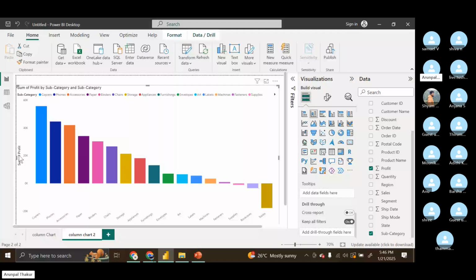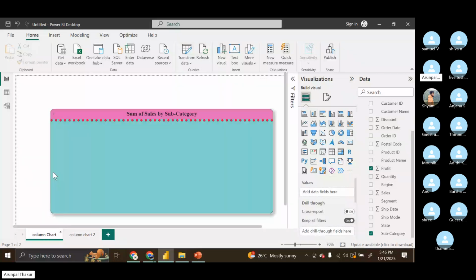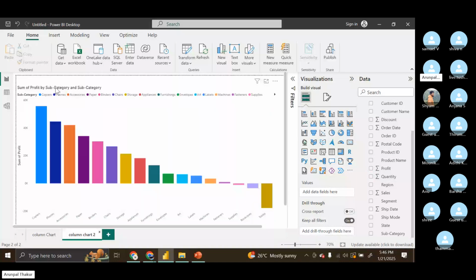Do the formatting for this second chart. First is subcategory by sum of sales. This is subcategory by profit, or profit by subcategory. Anything you can read it.